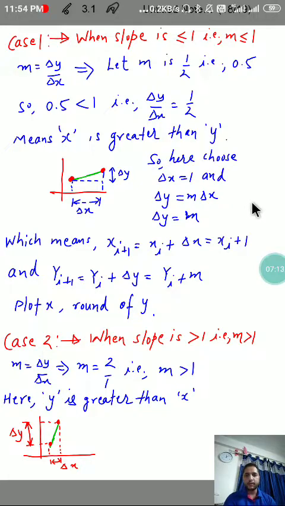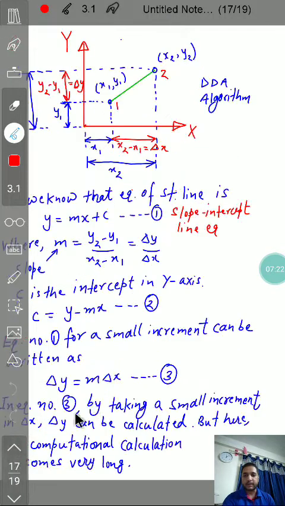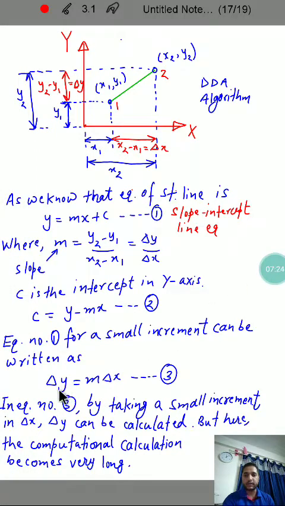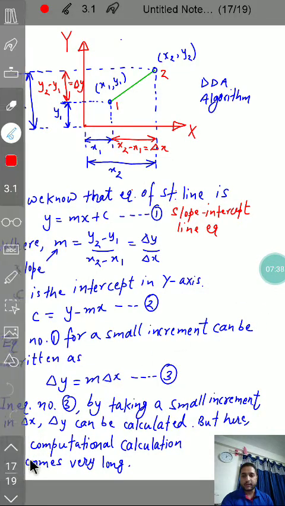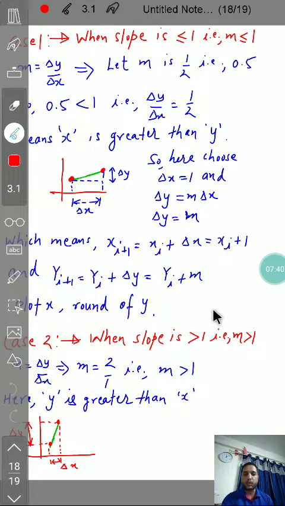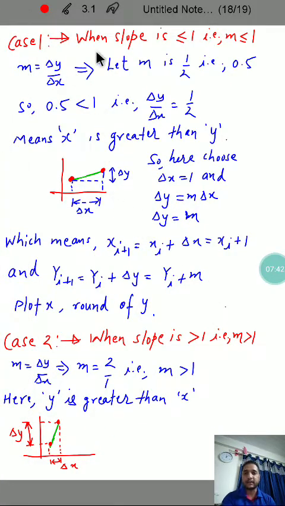Now in order to reduce the computational calculation, we have seen in the previous slide that if we directly use the equation of a straight line, delta y is equal to m delta x, and we take a small increment in delta x, then we can calculate the next value, but it takes a very long time. Now in order to simplify the computational calculations, we are taking two cases, and the first case is when the slope is less than or equal to 1.